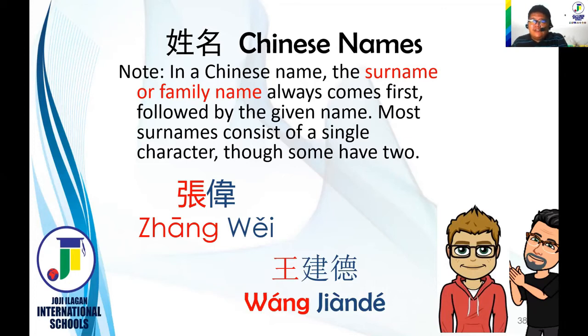Also, the given name of a Chinese name can be one or two characters, but most of them are two characters. So, for instance, we have Zhang Wei. Zhang is the surname, and Wei is the given name. And for the name Wang Jiande, Wang is the surname, Jiande is the given name.